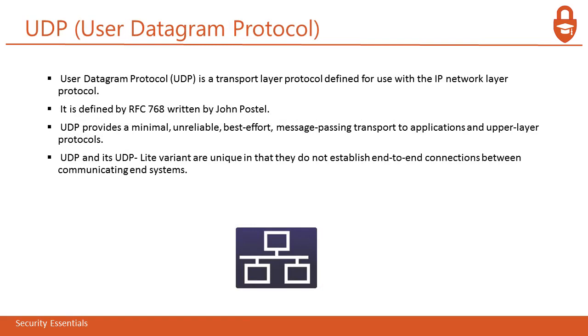Next is User Datagram Protocol, or UDP. User Datagram Protocol is a transport layer protocol defined for use with the IP network layer protocol. It is defined by RFC 768, written by John Postel. UDP provides a minimal, unreliable, best effort message passing transport to application and upper layer protocol. UDP and its UDP Lite variant are unique in that they do not establish end-to-end connection between communicating end systems. We will discuss later about the difference between TCP and UDP.